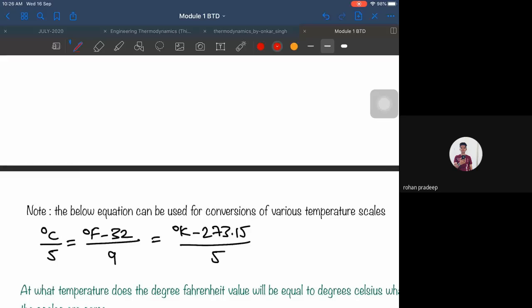Okay, you can take this equation in your notes, which is very helpful for you in the problems also. Degree Celsius divided by 5 is equal to degree Fahrenheit minus 32 divided by 9. That is in turn equal to degree Kelvin minus 273.15 divided by 5 again.